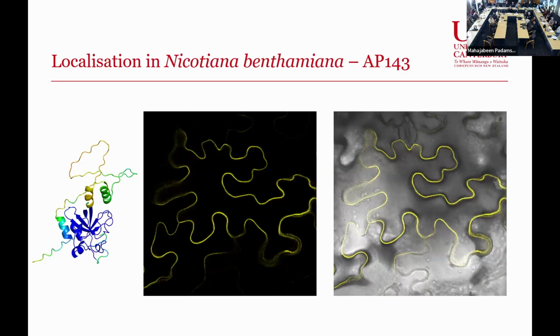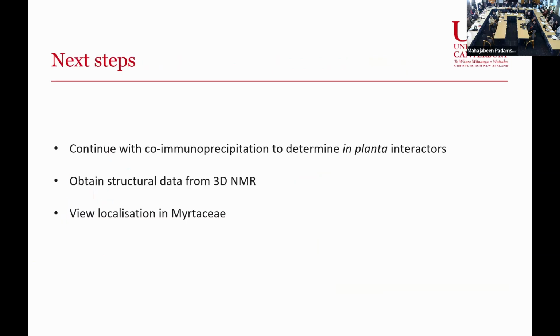I don't have images for 5292 because it didn't work very well. Still working on that one. So the next steps for this is to use a technique called co-immunoprecipitation, which is where we can take those fluorescently tagged proteins and then pull them down using an antibody and then see what they're interacting with in the plant cell, which should then tell us what these proteins are interacting with.